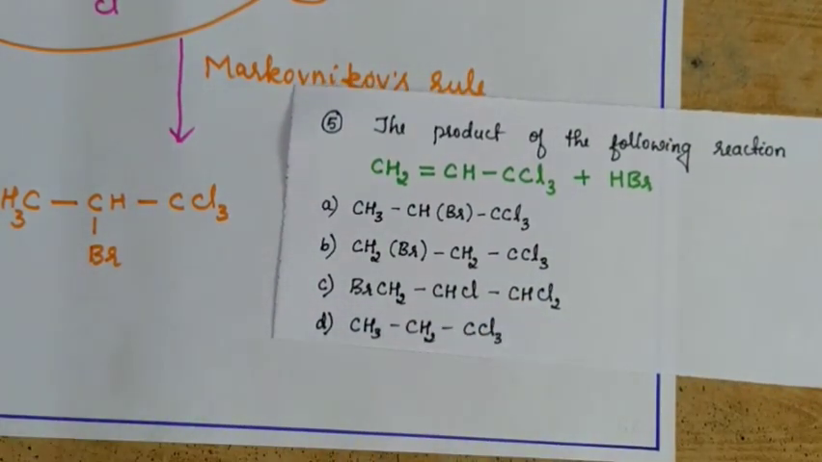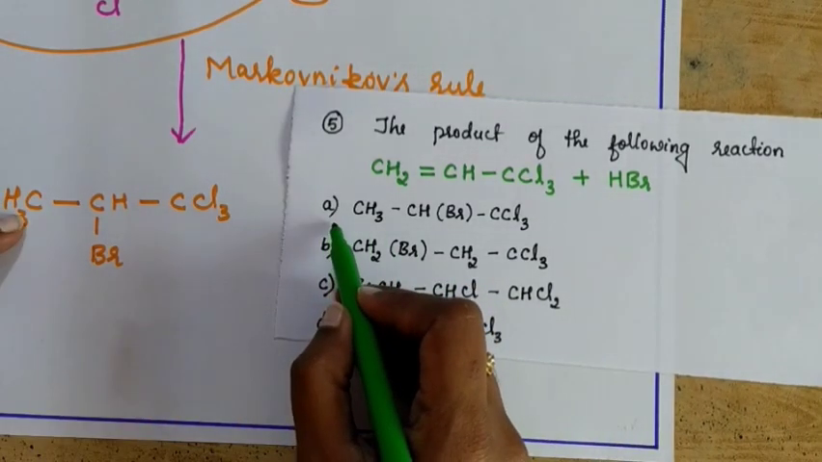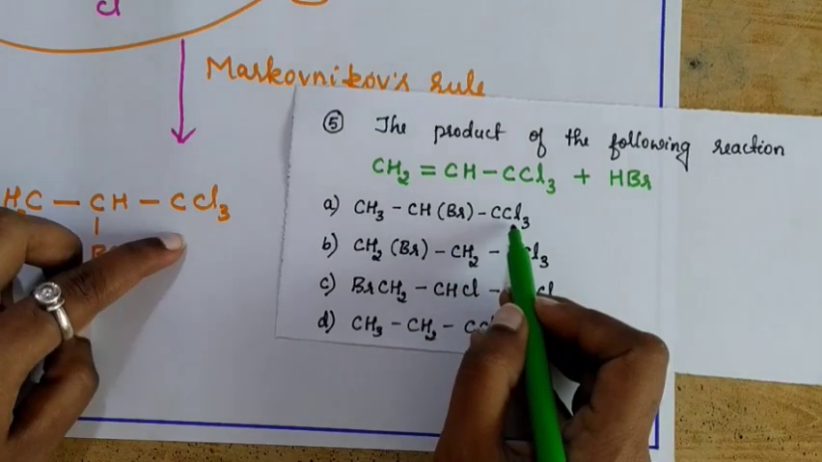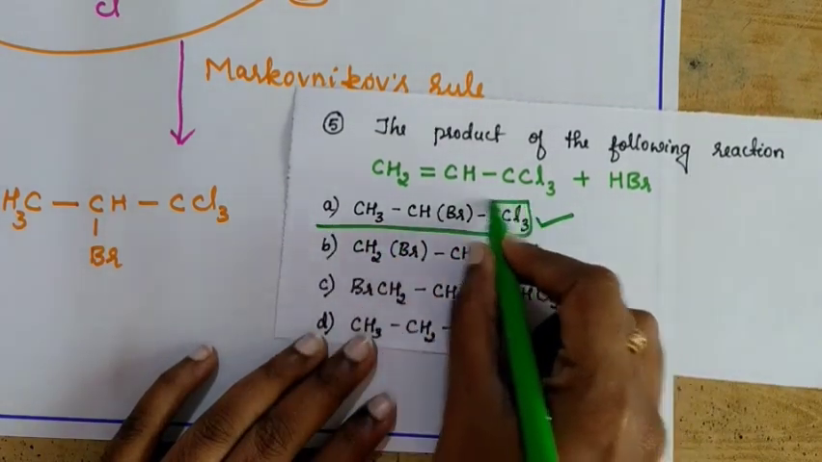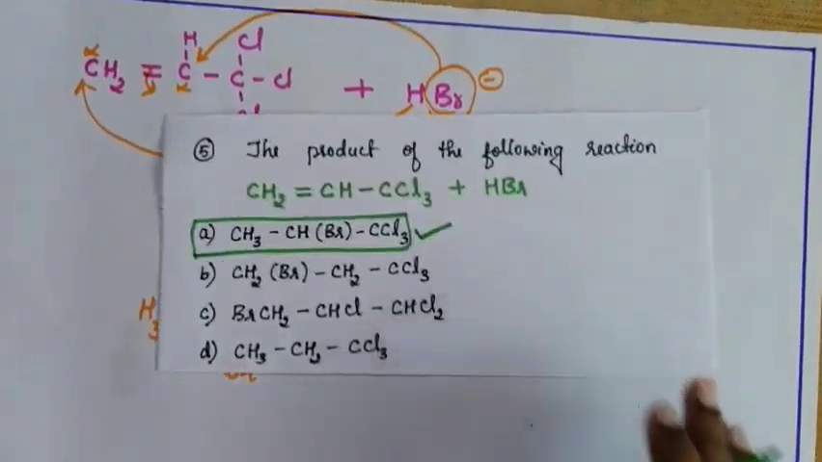That is option A. You can see here CH3, CHBr, CCl3. So option A is the correct answer. It underwent the reaction based on Markovnikov's rule. Understood?